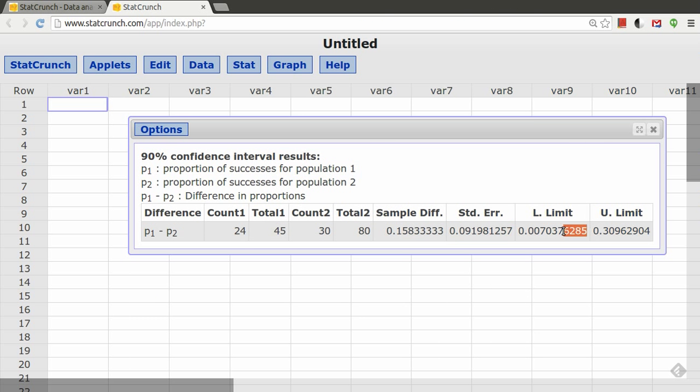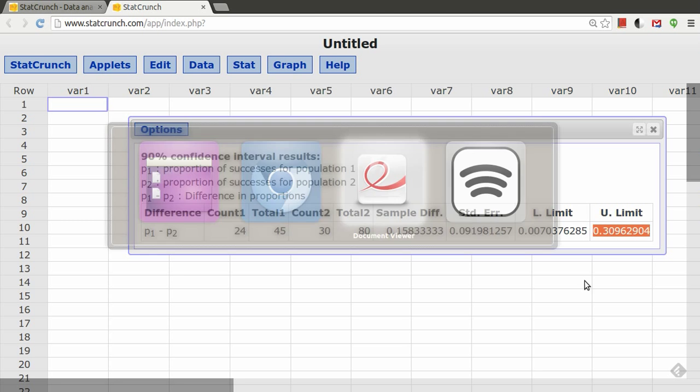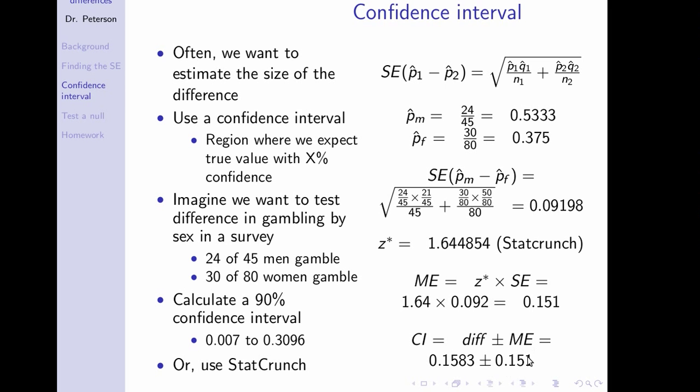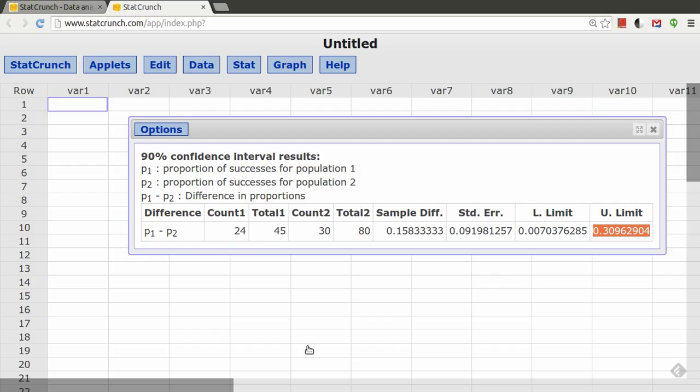It then gives us the lower and upper limit of our 90% confidence interval. Note that those are the same values that we showed before on this screen here, 0.007 to 0.3096. So we are 90% confident that the true difference in proportion lies between this lower limit and this upper limit.